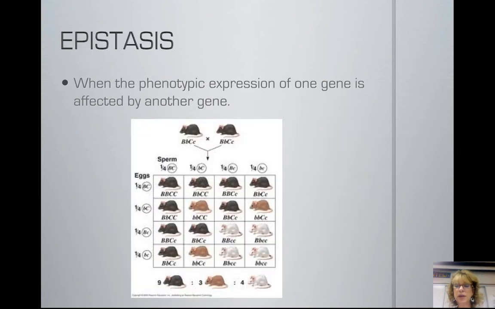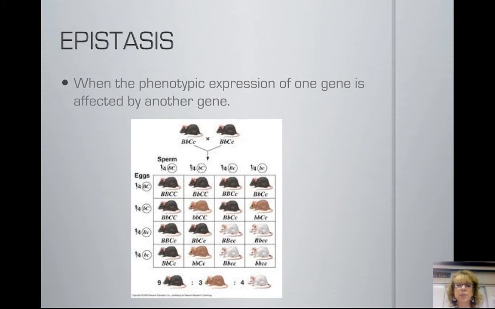Epistasis is when the phenotypic expression of one gene is affected by another gene. Our example here is mouse color. There are several genes that determine the coat color in mice. The wild color, or the common color, is called agouti. This is gray, and the reason that they appear gray is because they have bands on the individual hair of black and white. So a capital B determines that the hair is going to have bands and it's gray.